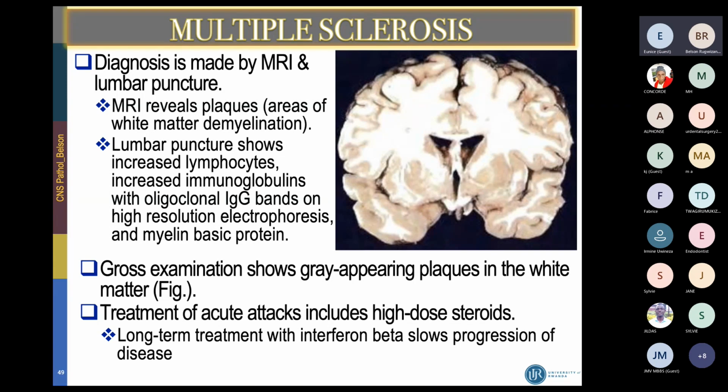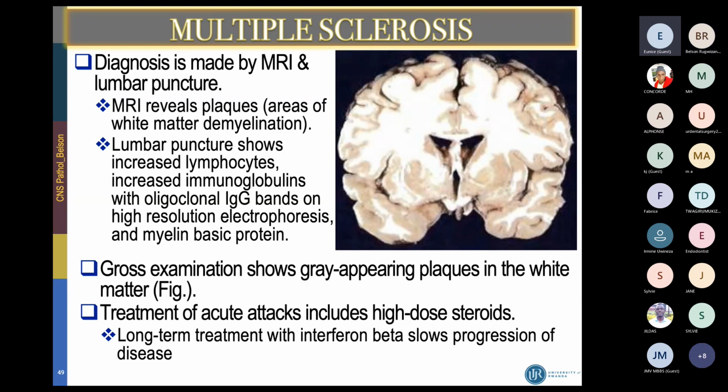So gross examination shows gray appearing plaques in the white matter. So gross examination niba ari umuntu bakore biopsy or if this autopsy. Treatment of acute attacks include high dose steroids. So murabimenyere mumaze kubimenyera nubwo ahari mutabyo tumors ariko whenever there is an autoimmune disease, when you want to hurt it, you must use steroidal anti-inflammatory drugs, steroids.